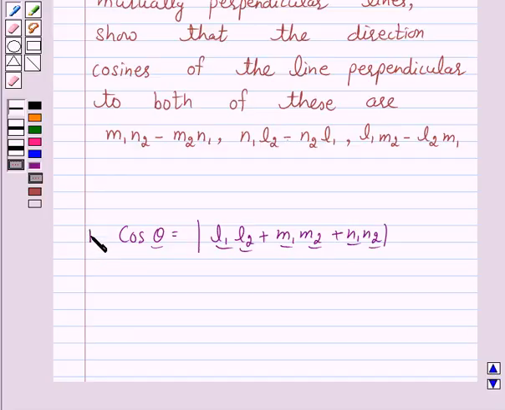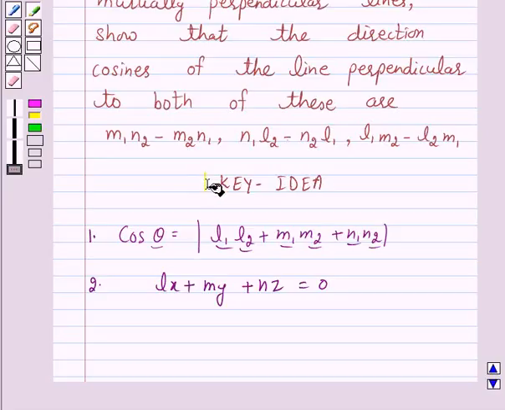Now, the equation of a plane containing a line is Lx plus My plus Nz is equal to 0, where L, M, N are the direction cosines of the line. So, this is the key idea behind our question. We will take the help of this key idea to solve the above question. So, let's start the solution.